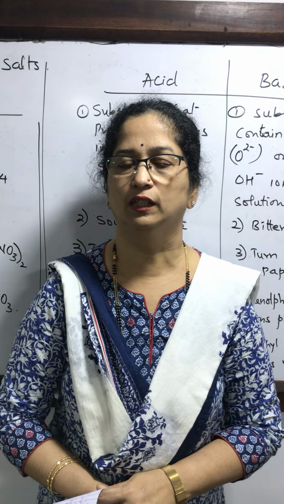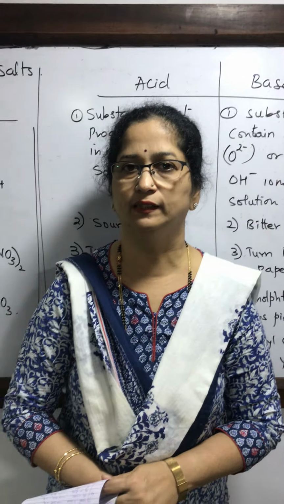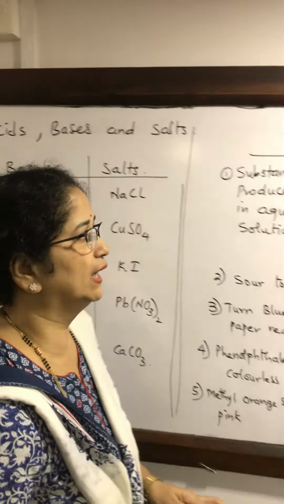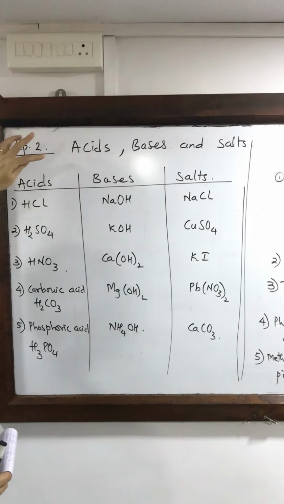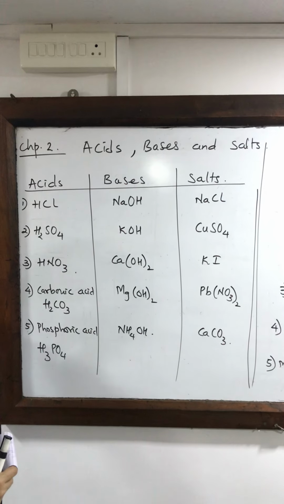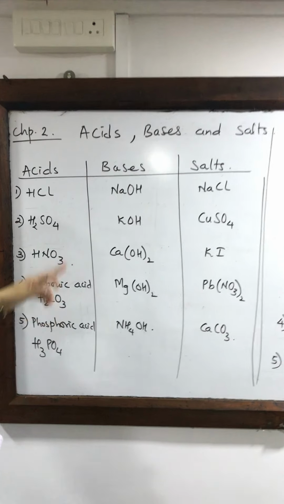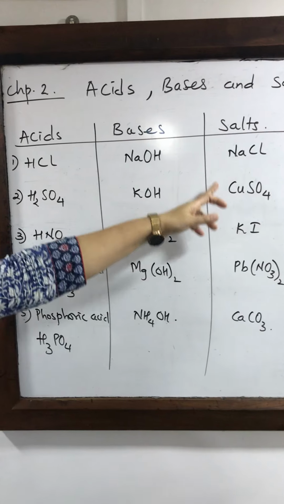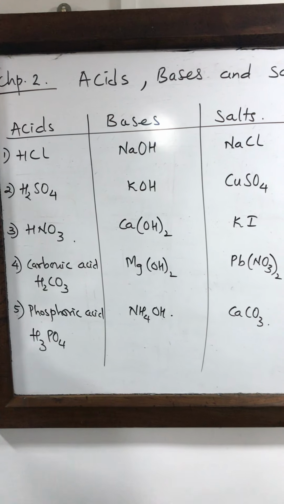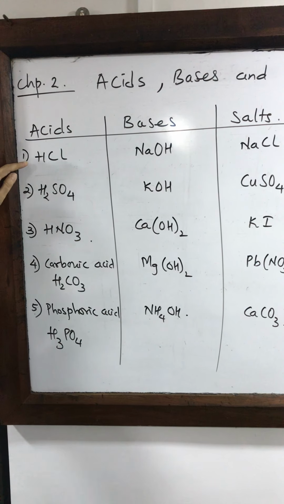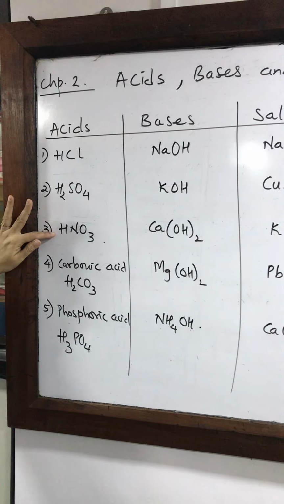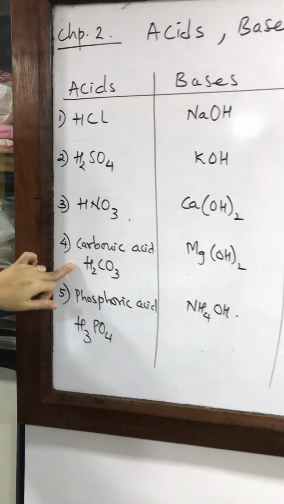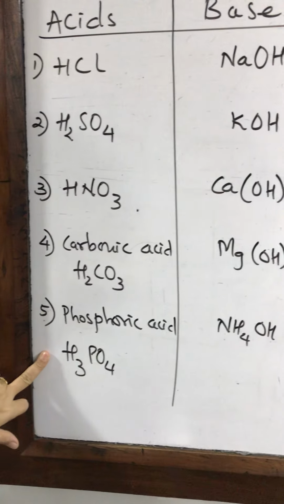Today we start a new chapter in science, that is acids, bases and salts. Now before I teach what are acids, let us look at the examples of acids, examples of bases and examples of salts. Acids that we know about are hydrochloric acid, sulfuric acid, nitric acid, carbonic acid, phosphoric acid.